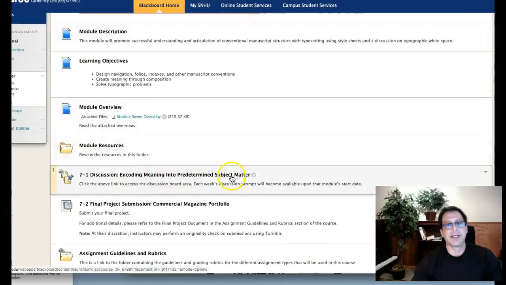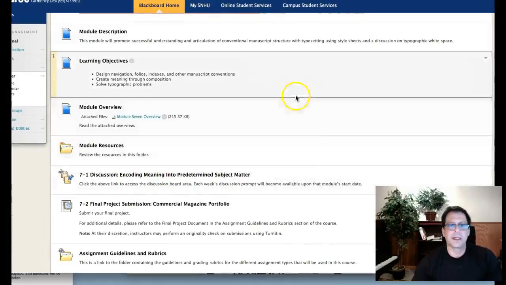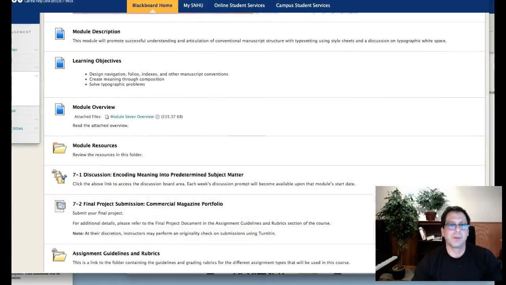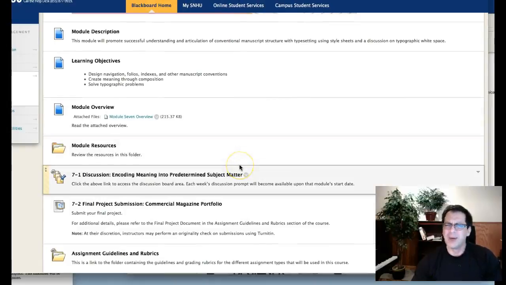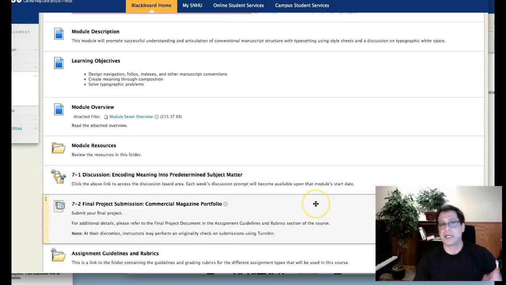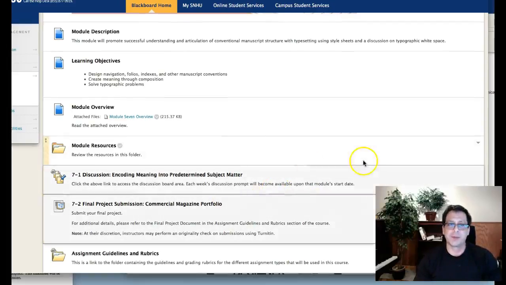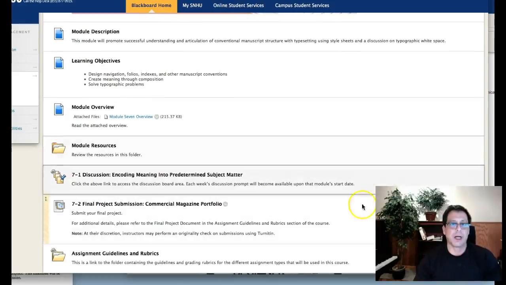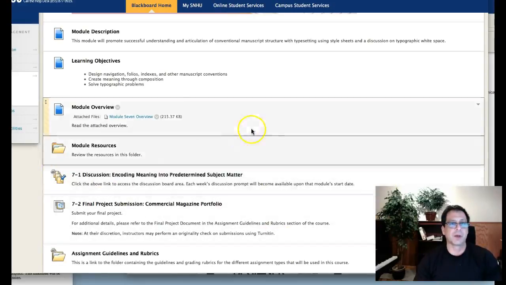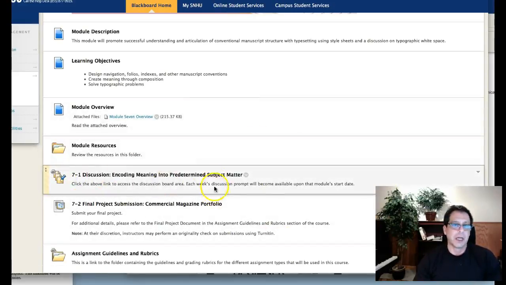Encoded meaning into predetermined subject matter. We'll leave that alone. That's a discussion board. So, I mean, those are self-explanatory. A couple of people forgot their response posts last week in discussion board. So please don't forget those, because we're all trying to collect as many points as we can here going into final. So my hands are tied on things like that. So if you forget response posts, I have to respond accordingly in the grading rubric.